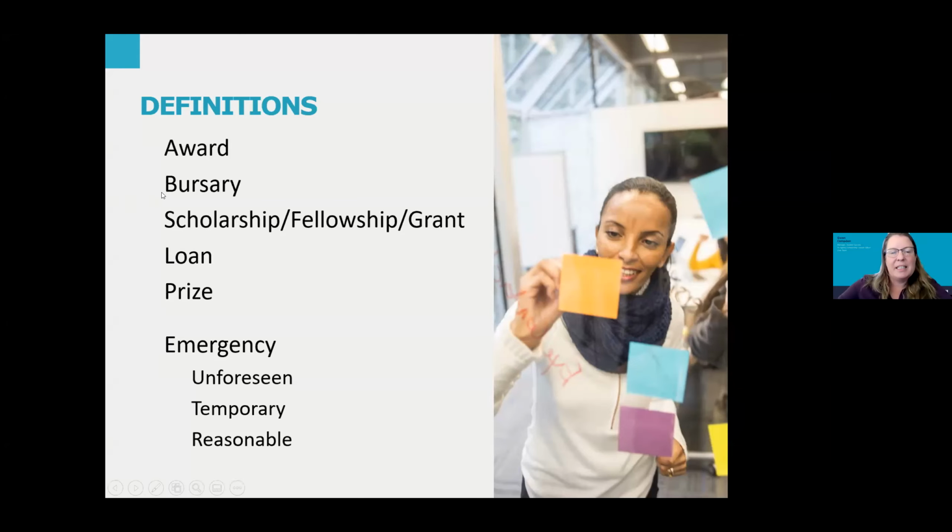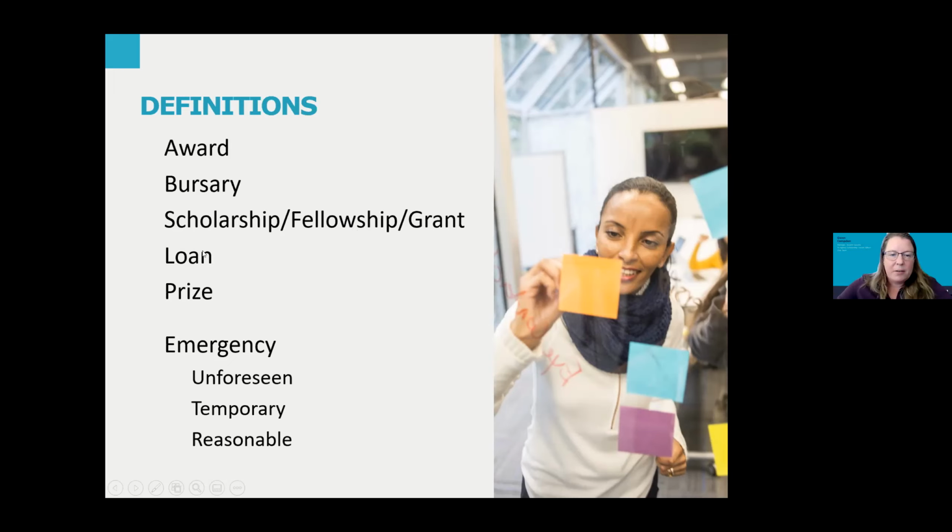A bursary has financial need as its primary eligibility criteria. So it likely has other criteria in there to help choose between candidates, but a bursary is primarily intended to assist students with financial need. A scholarship, fellowship, and grant are very large awards, generally $5,000 and up, and they're intended to support learning of whatever it is that the scholarship donor intends for that learning activity to happen.